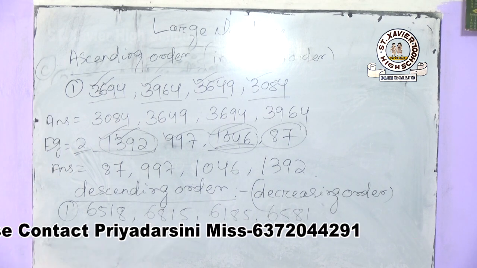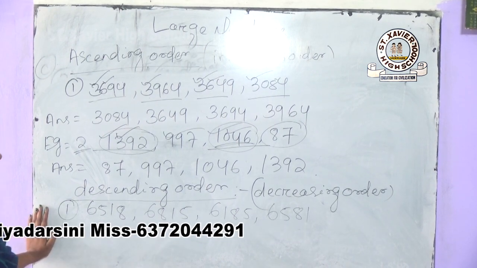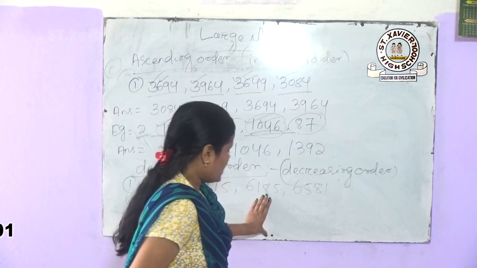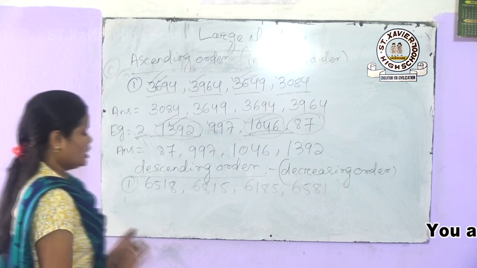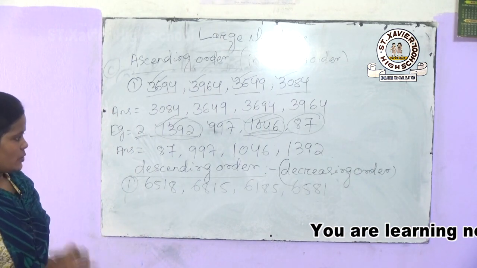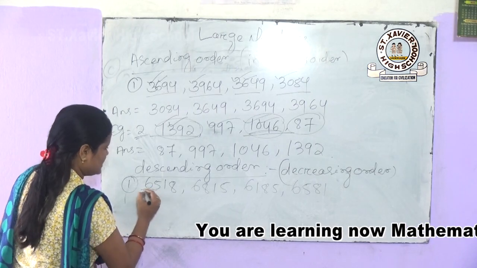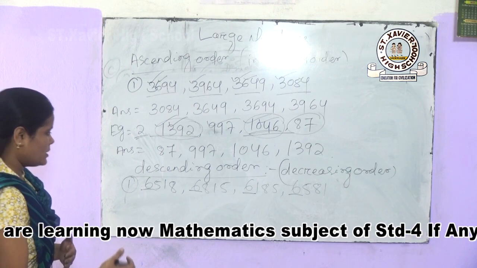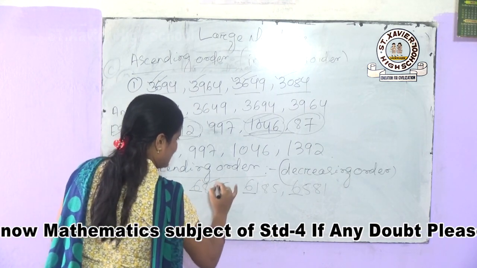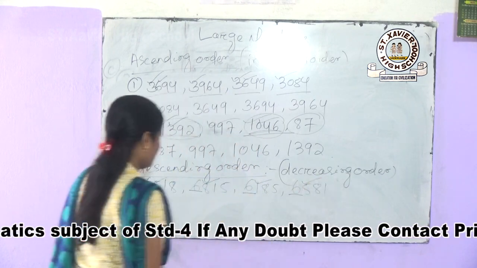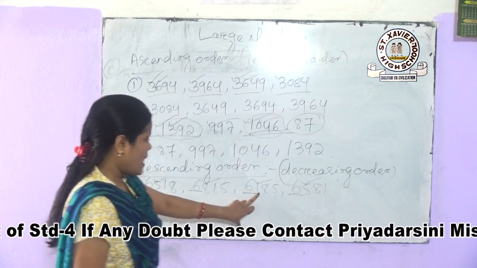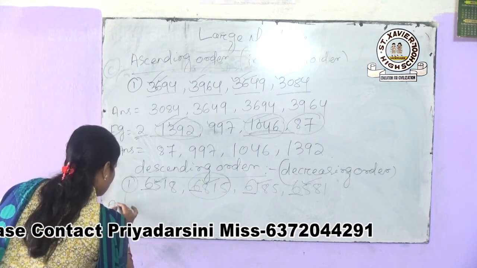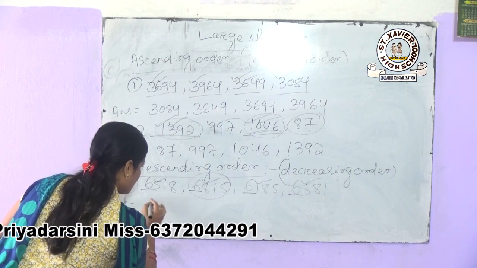Here, with the same method, first we count the digits of these numbers. This is a 4-digit number, this is a 4-digit number, this is a 4-digit number, and this is also a 4-digit number. All the numbers are 4-digit. First we compare the first place: 6, 6, 6, 6. All the digits are the same. Then we compare the next digits: 5, 8, 1, 5. 8 is the largest among all these numbers.